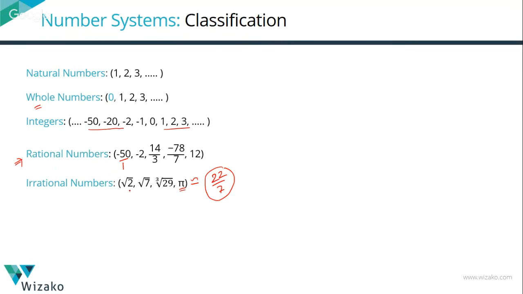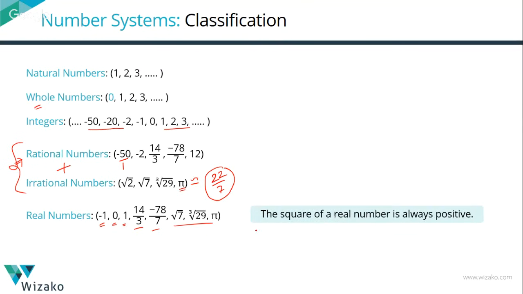So square roots of non-perfect squares, cube roots of non-perfect cubes, these are called irrational numbers. The set of rational plus irrational numbers, this entire set taken together, is what is known as real numbers. So you could have negative integers, you'll have a 0, positive integers, positive fractions, negative fractions, irrational numbers. All of these are real numbers. What is the definition of a real number? A real number is one which, when you square it, is going to give you a positive number. Pick any of these numbers and square it, you won't get a negative number. So that's the definition of real numbers.